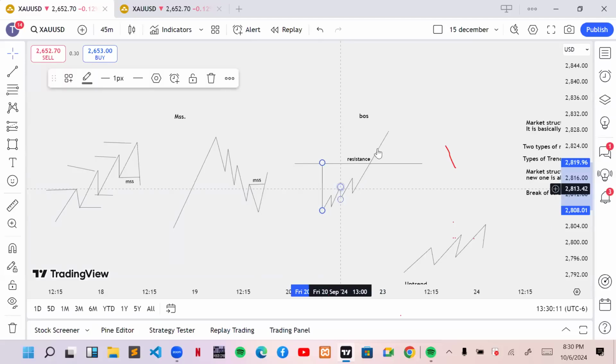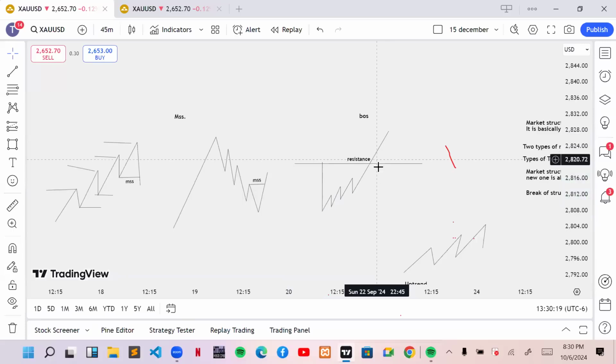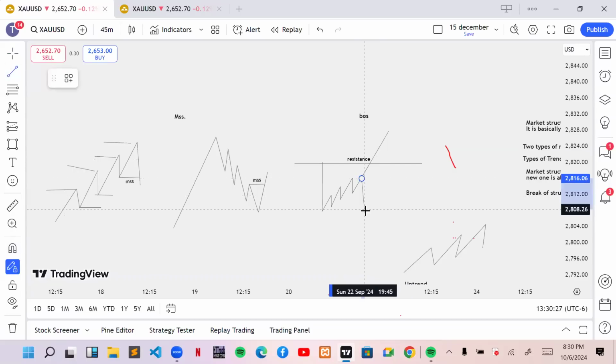The market now made a higher high, but the higher high that it made broke this resistance level. This is what a break of structure is. If it was a market structure shift, the market would not break to the upside. It would simply break down, changing direction to the downside. But in a break of structure, it will still break towards the direction the market was trending before. That is the difference between market structure shift and break of structure.